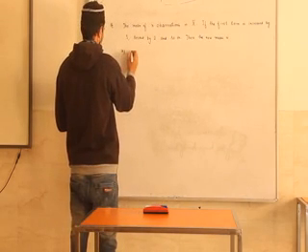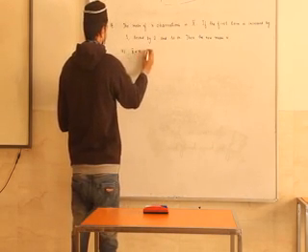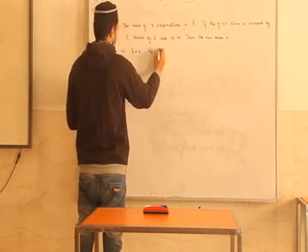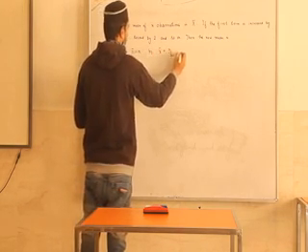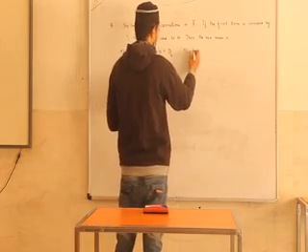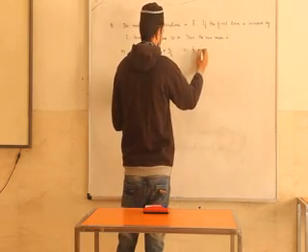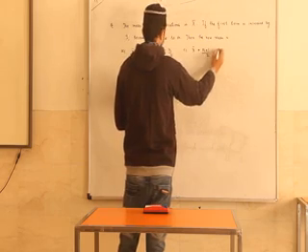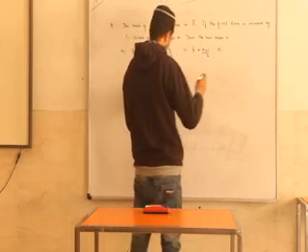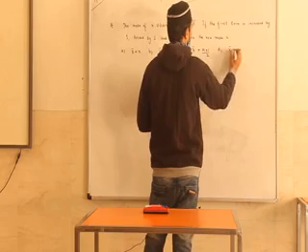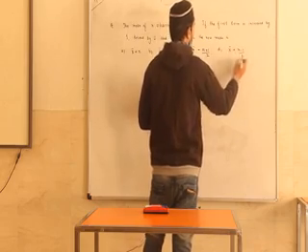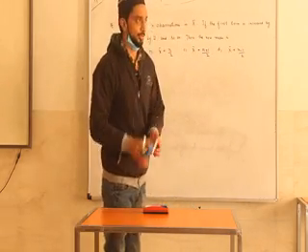Option A: x bar plus n. Option B: x bar plus n by 2. Option C: x bar plus (n plus 1) by 2. And option D: x bar plus (n minus 1) by 2. So these are the options.